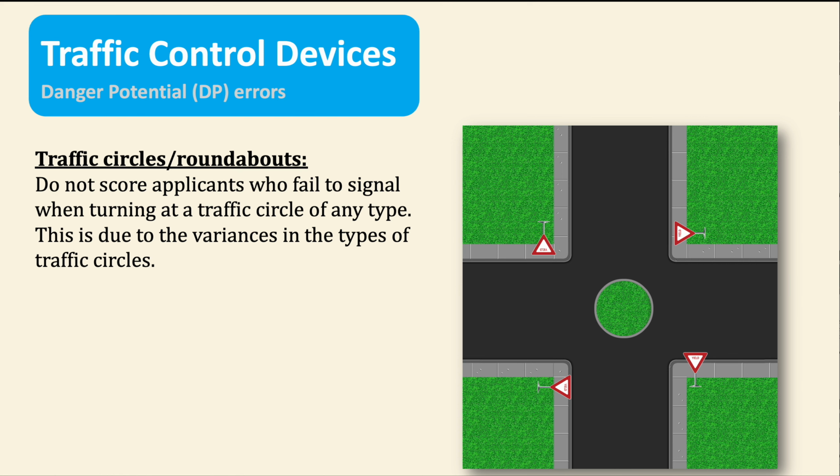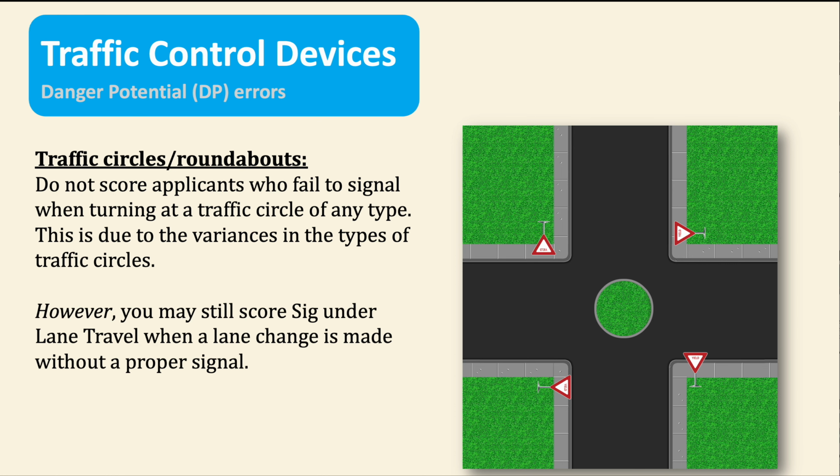Now, Washington State has been talking about changing this for years. They haven't done it yet. For now, we don't score it. Now, you can still score a signal under lane travel when a lane change is made without a proper signal. And you probably already know, especially if you have the Washington State video on roundabouts, you're not permitted to make a lane change inside a roundabout. That's not scored on the drive test if someone does that. However, you can still score a signal if a lane change is made without a proper signal.